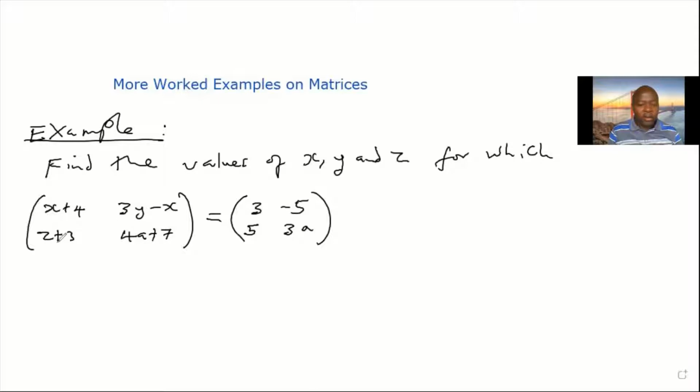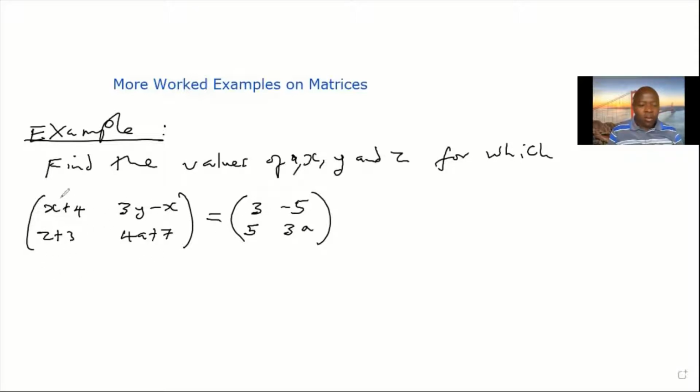So the question is, we should find the value of x, the value of y, the value of z, and also a. Find x, y, and z for which these two matrices are equal. Now we can all see that these matrices are of the same size or order, each of them has 2 rows and 2 columns.